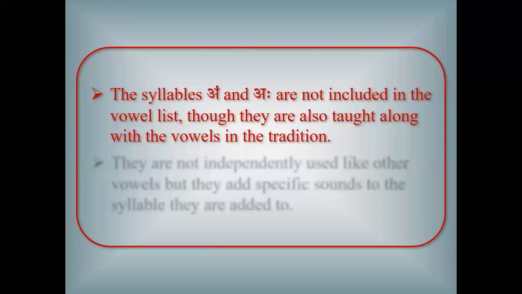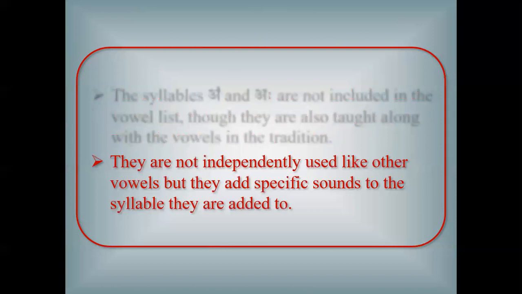So therefore, this Anuswara and Visarga come along with the vowel and take the sound of the vowel. They are not used independently like vowels, but they have sounds specific to the vowel along with which they are added. When we read words, you will understand further how they are pronounced. I gave these examples just to give you an idea.